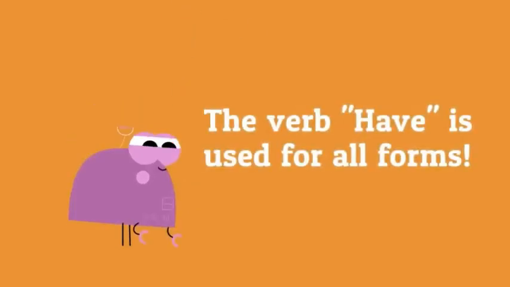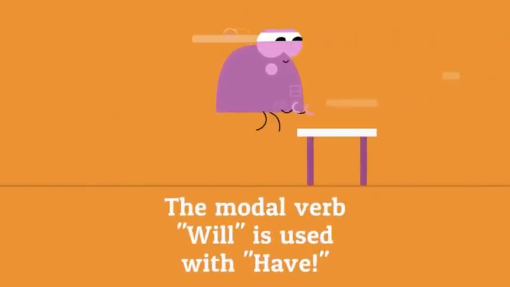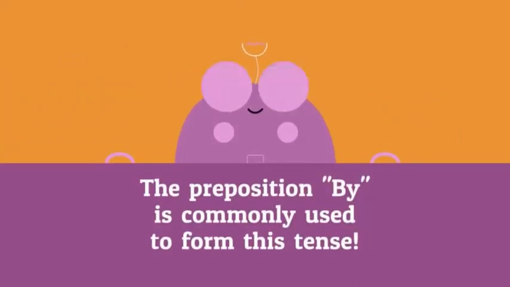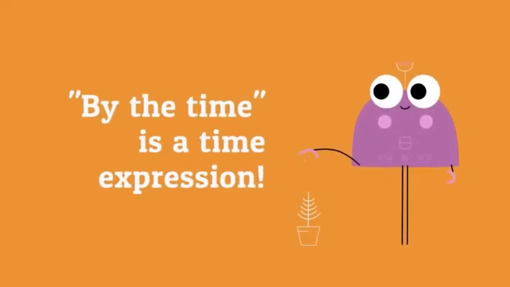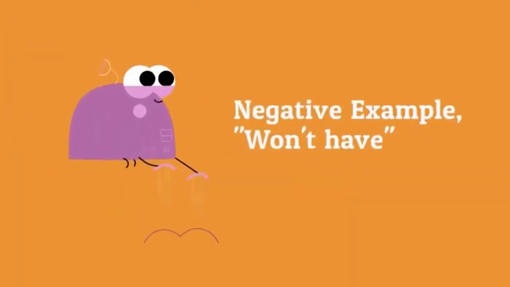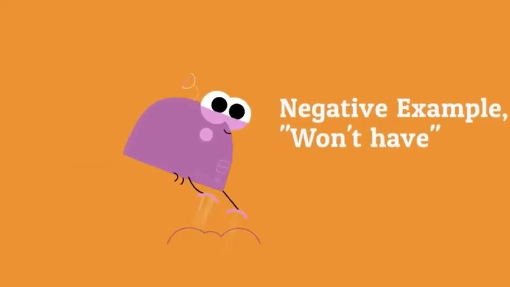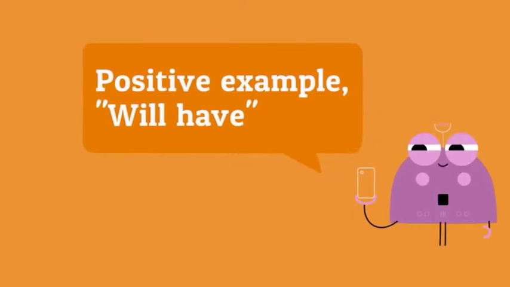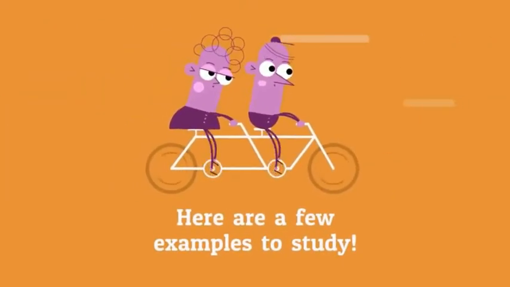The verb have is used for all forms. The modal verb will is used with have. Add will plus have to the past participle to create future perfect. The preposition by is commonly used to form this tense. By the time is a time expression. Negative example, won't have. Positive example, will have. Here are a few examples to study.